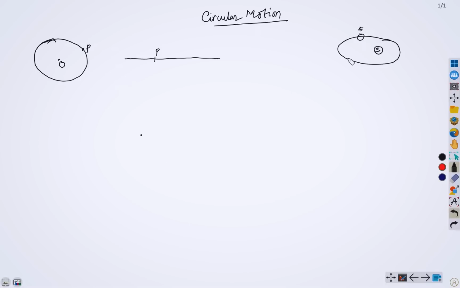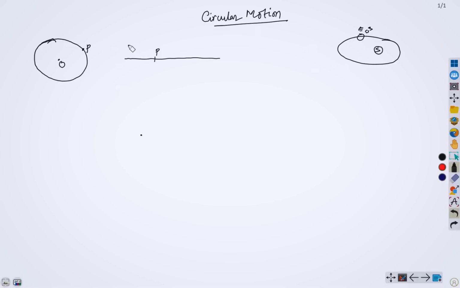Throughout this lecture we will discuss the key terms, equations and forces involved in circular motion. We will explore some real life applications of circular motion, such as how it's used in designing roller coasters and satellites around the earth.